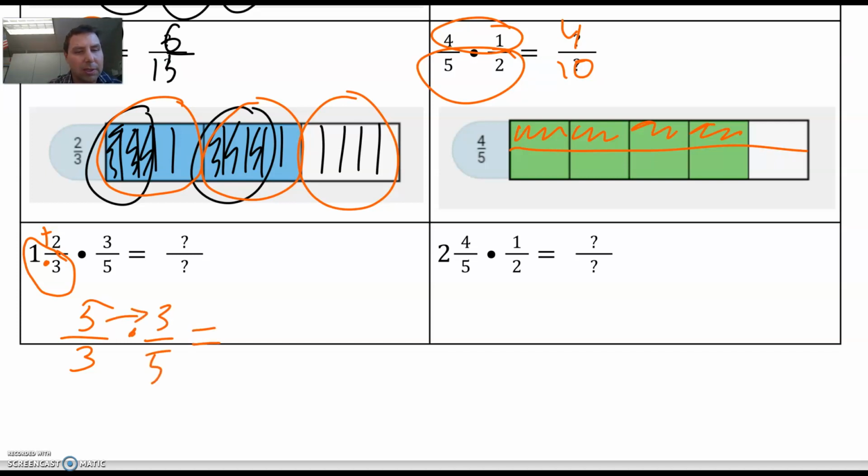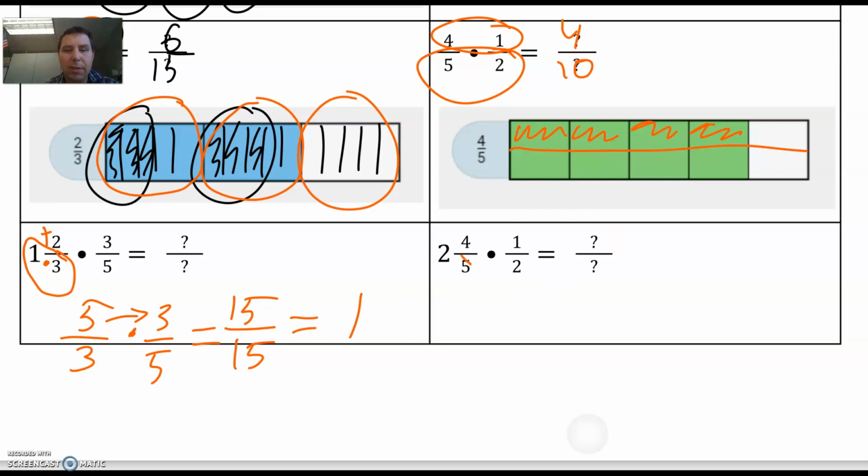So you have 5 pieces that are shaded. I only want 3. 5 groups of 3 is 15. There were 3 pieces to begin with, or the sizes were 3, but since we're slicing them by 5, that's going to change how big they are. You'll have 3 groups of 5, which gives you 15 over 15, which is just 1. And that's it. So let's try one more.